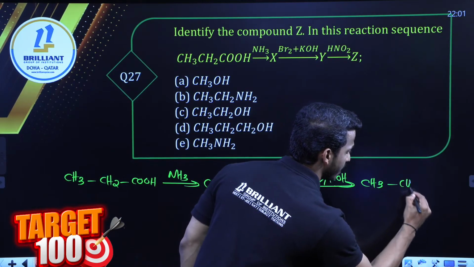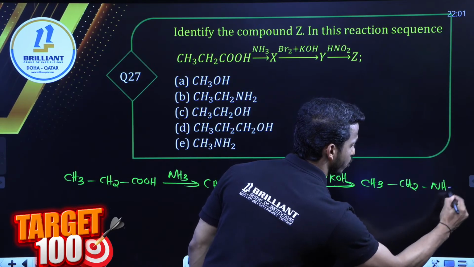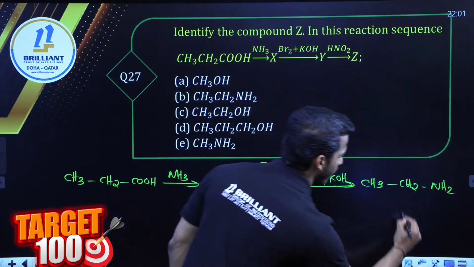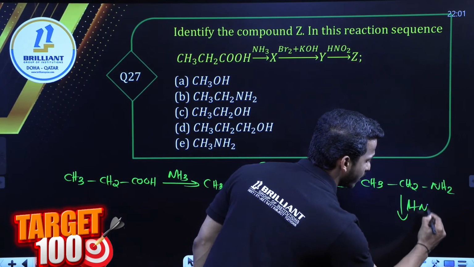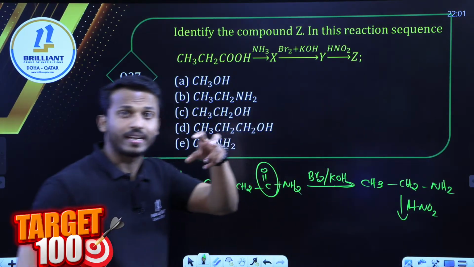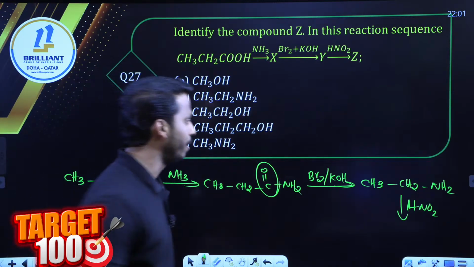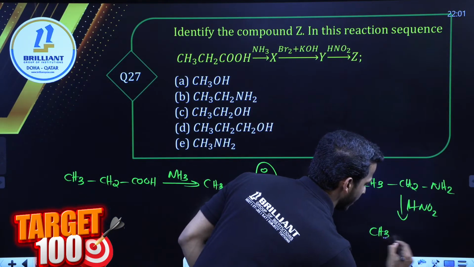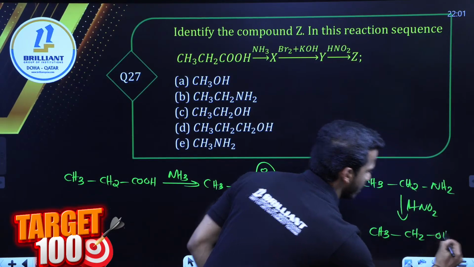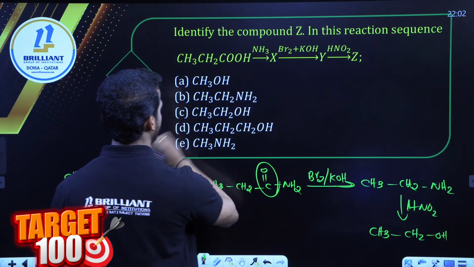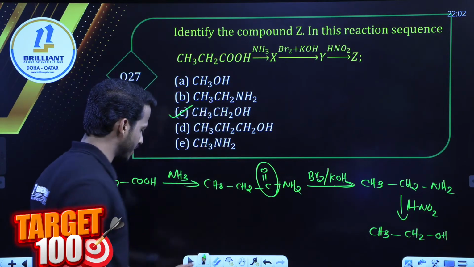The product is CH3CH2NH2, ethanamine. Ethanamine, when treated with nitrous acid, HNO2, you will get diazonium salt. It is highly unstable, so it will give alcohol immediately. So what is the product? CH3CH2OH is the product, dear all. Ethanol is the product. Option C is the correct answer.